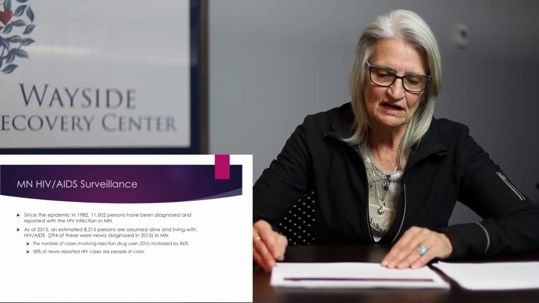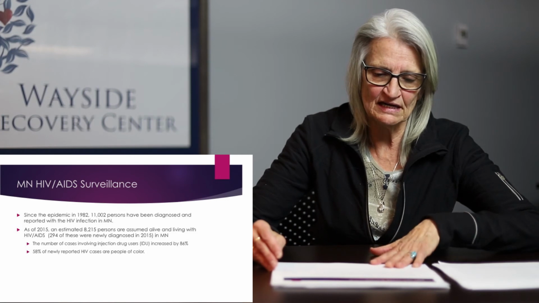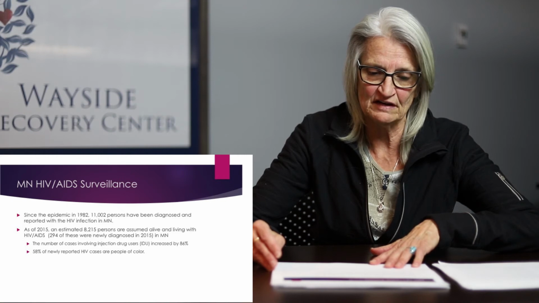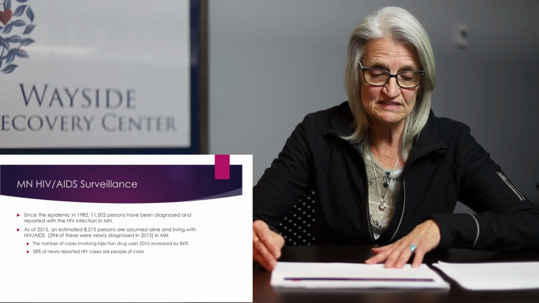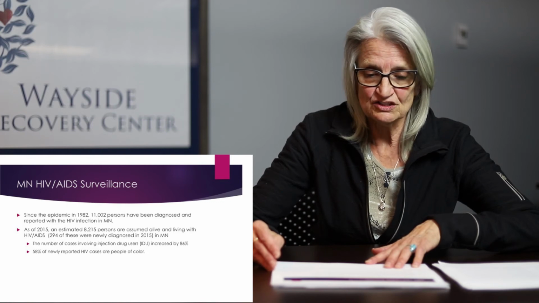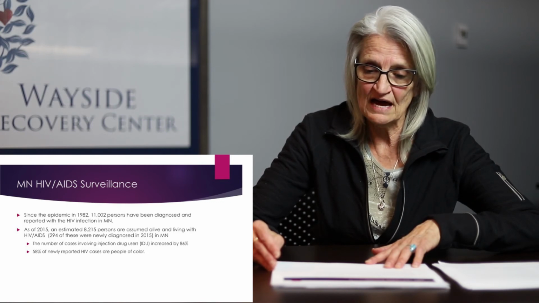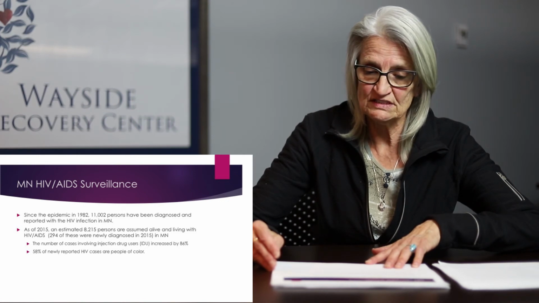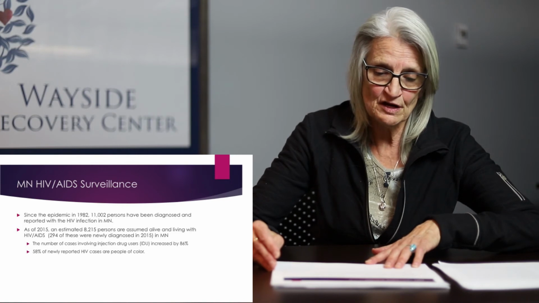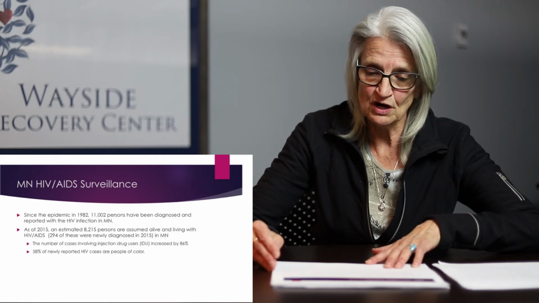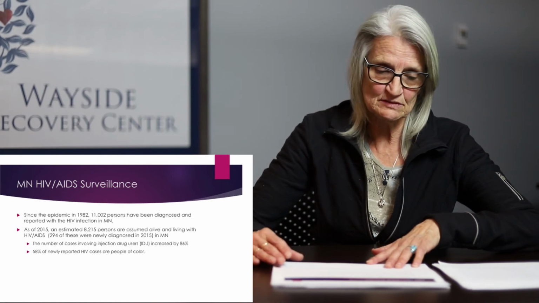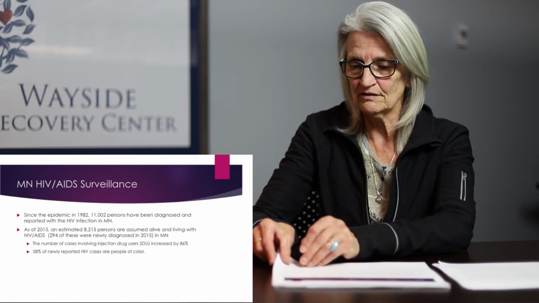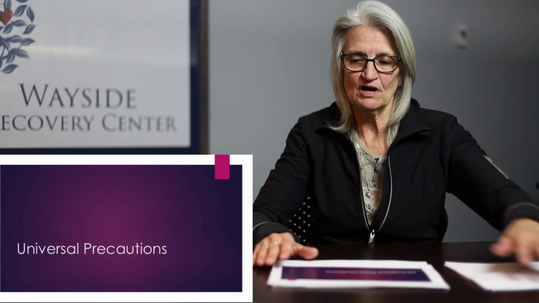Minnesota HIV and AIDS surveillance. Since the epidemic in 1982, 11,000 persons have been diagnosed and reported with HIV infection in Minnesota. As of 2015, an estimated 8,215 persons are assumed alive and living with HIV/AIDS. 294 of these were newly diagnosed in 2015 in Minnesota. The number of cases involving injection drug users increased by 86%, and 58% of newly reported HIV cases are people of color. Now we're going to cover universal precautions.